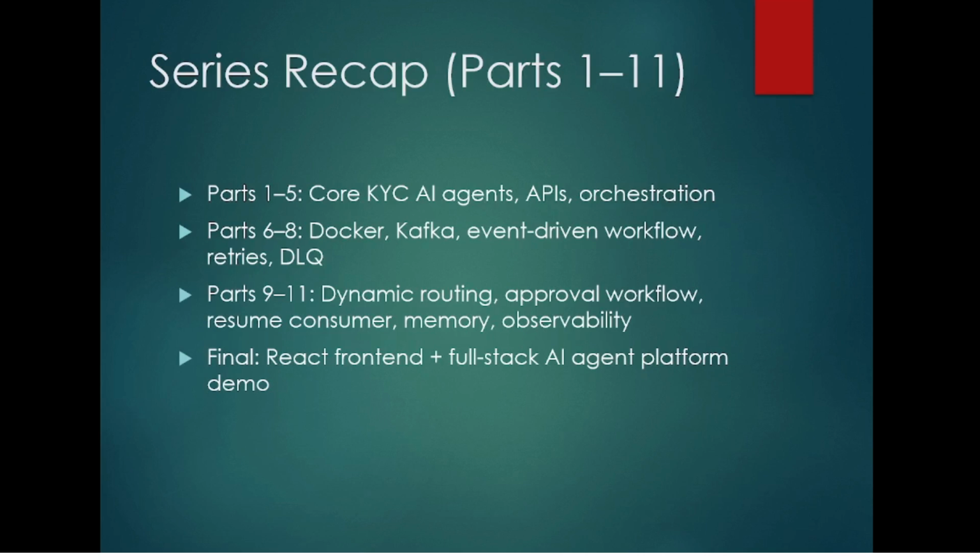For parts 9 to 11, it is dynamic routing and approval workflow. As I said in the earlier sessions, we have automatic approval as well as human approval when the risk is very high. So the concepts of resume, consumer memory, and observability were introduced. Observability is definitely for logging purposes. And the final one that we will show today is the React frontend.